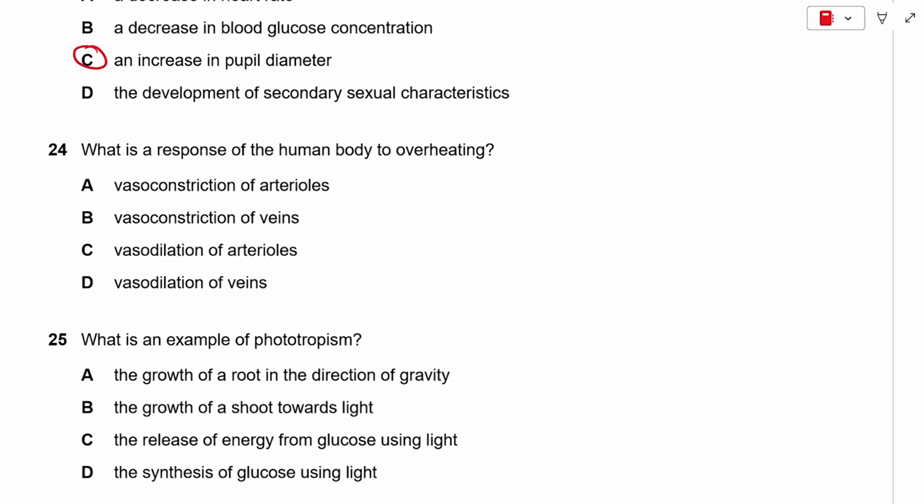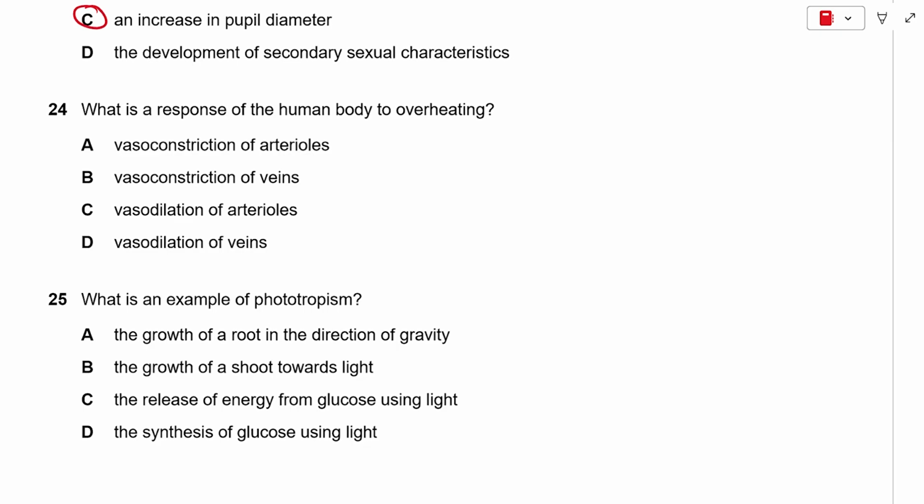Number 24 says, what is the response of the human body to overheating? A is vasoconstriction of arterioles. When we say vasoconstriction, it means narrowing of arterioles. This isn't correct, because when it's overheating, the arterioles open up or dilate so that heat is lost. Vasoconstriction of veins, no, we are talking about dilation when it's hot. Vasodilation of arterioles, yes. Vasodilation of veins is not right, it's the arterioles. So number 24 here is C.